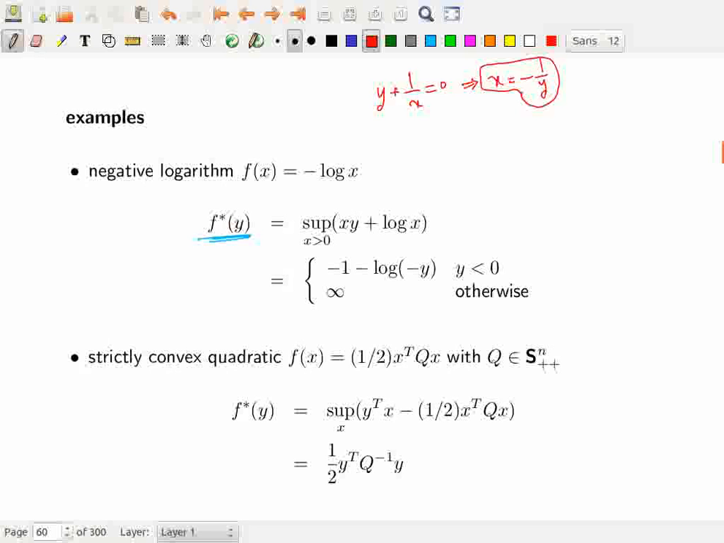And for finding the maximum value, we can replace the x by minus 1 over y in the original function. So f conjugate of y is equal to, instead of x, we have minus 1 over y multiplied by y, plus log of minus 1 over y, which is minus 1. And for this one we can flip it, and we have minus log of minus y.